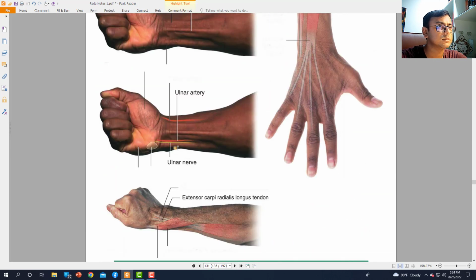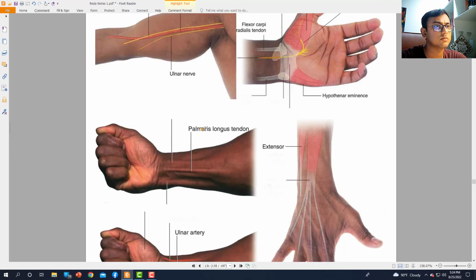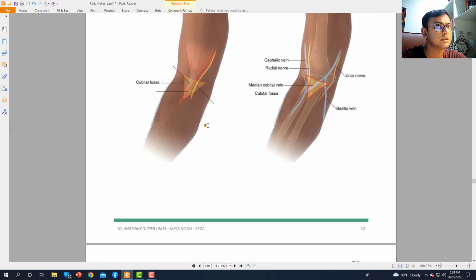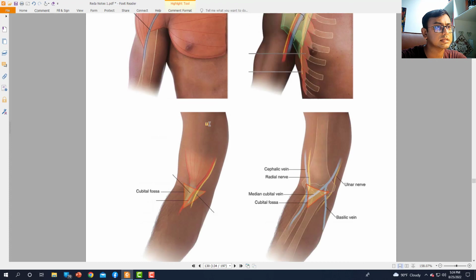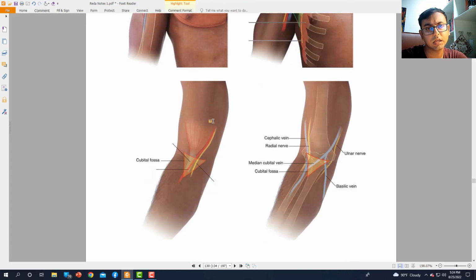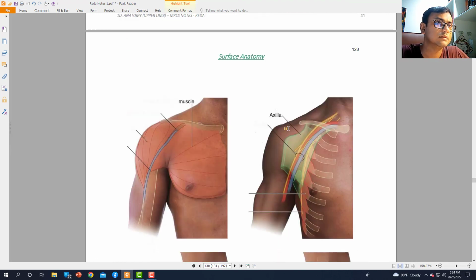So you can see here, this is the surface anatomy. You can see the surface. Watching or assessing the surface is another mode of learning, or mode of teaching. If you have knowledge about the surface anatomy, you can know what structures may be present here. You know that.